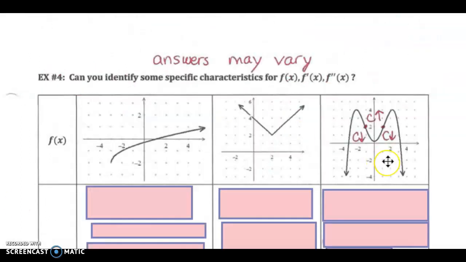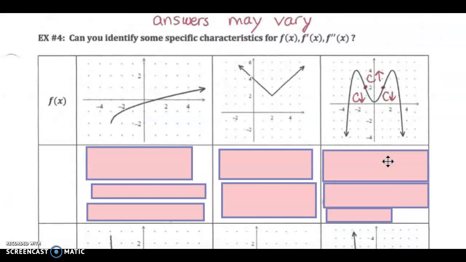Moving on to the next page. Answers will vary on this. It says we just want to identify some specific characteristics for the three graphs. So starting out at f of x here, and then we'll look at the f prime and f double prime. We're not going to compare them as far as what it means from f of x to f prime of x, but we're just going to look at the characteristics between the three. Okay, so f of x, we can see that it's increasing on all intervals, that it starts at -3 and it increases forever. So that's what this first one is.